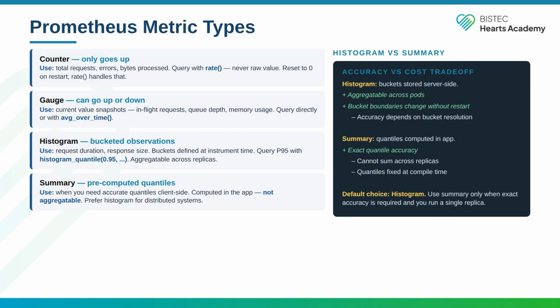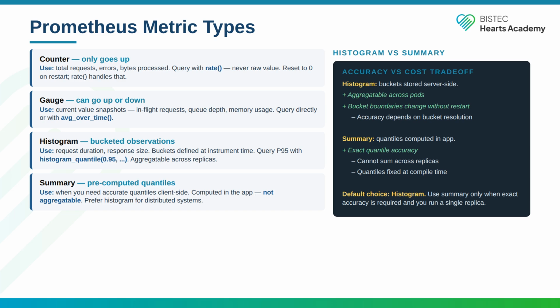Prometheus has 4 metric types, and picking the wrong one is a common instrumentation bug. A counter only goes up. When the process restarts, it resets to 0. But the rate function handles that correctly. Use counters for requests, errors, and bytes processed. Anything you want to track the rate of. Never query a counter's raw value in a dashboard. Always wrap it with rate, or increase.